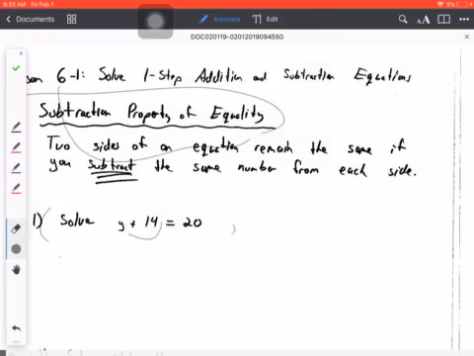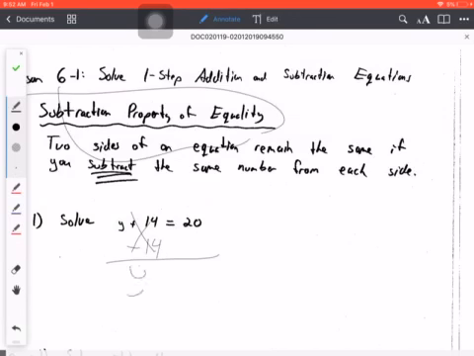So if I go ahead and erase this now, what I'm going to do is I'm going to subtract 14 over here because this creates a zero pair. So I'm left with just y. Now, in order to stay balanced, this is where this word equality comes in. In order to stay balanced, I have to do this on both sides of the equal sign.